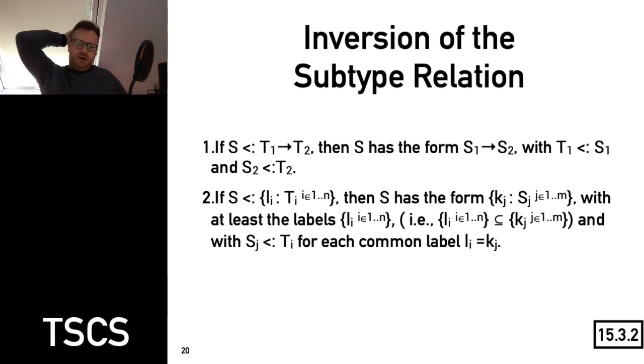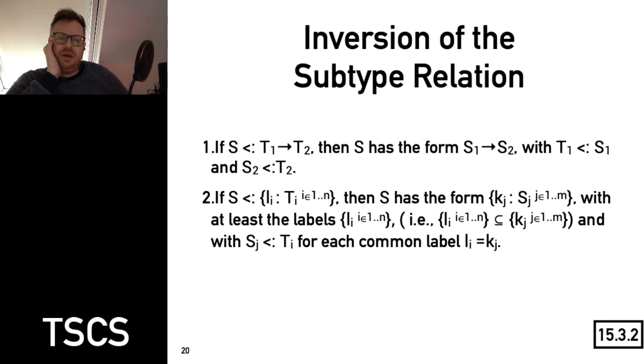So, of course, as with all the others, you are pretty much familiar with the concept. We need to invert the subtype relation first in order to use it. And this basically gives you two things. If S is a subtype of this function type T1 to T2, then S has the form S1 to S2, where T1 is a subtype of S1 and S2 is a subtype of T2.